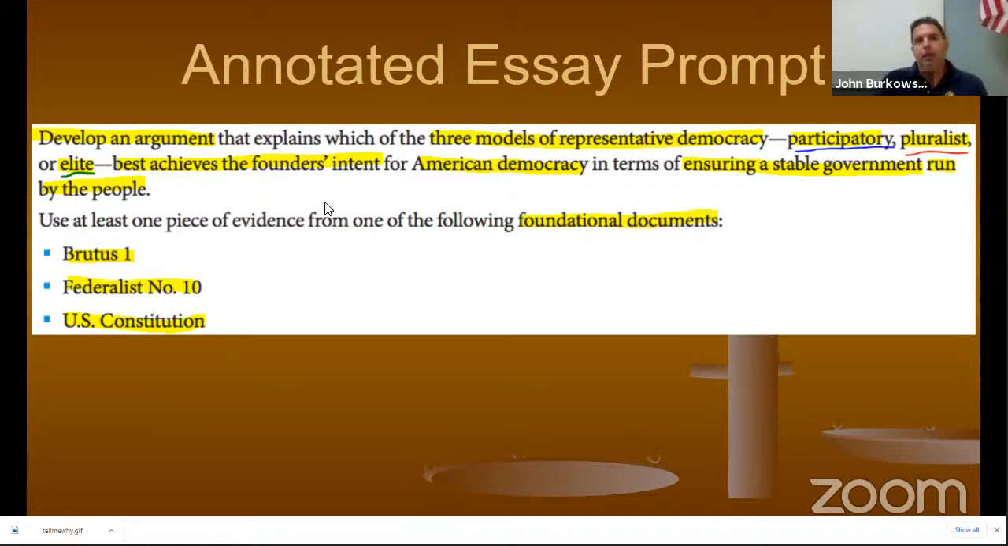You'll note that a lot of these essay prompts are going to almost make it easy for you. They basically give you a choice and almost set up the claim for you. You just have to take a stand. In this particular case, you have to take a stand on one of these 3, right? Don't complicate your life by saying like, I'm going to qualify with participatory. No. Pick one, run with it, okay? And then of course, don't forget one of the foundational documents.